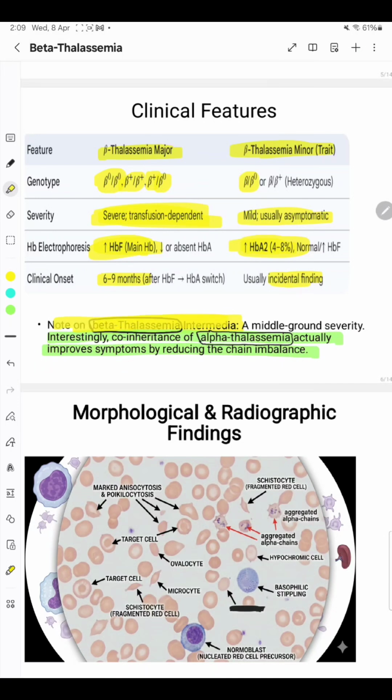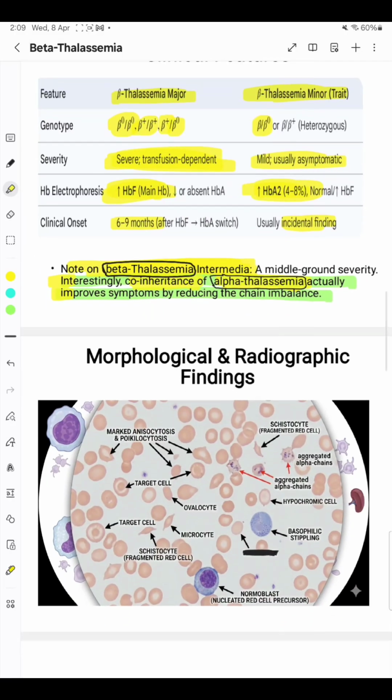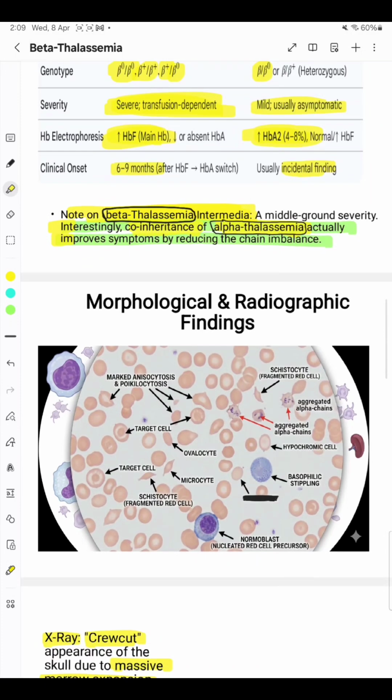Beta thalassemia intermedia is holding the middle ground in severity between beta thalassemia minor and major. Interestingly, if co-inheritance of alpha thalassemia is present with beta thalassemia, this improves the symptoms by reducing the chain imbalance. Beta decreased, alpha decreased, so there are no or low alpha aggregates, so there is no damage to the RBC membrane.